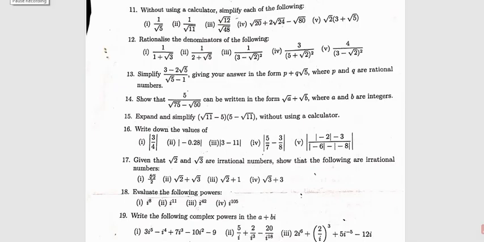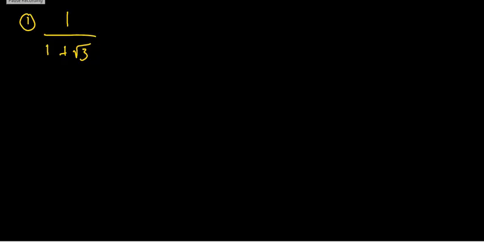So we can now proceed to question 12. Rationalize the denominator of the following. So let's see how we can rationalize this expression that we have been given. From here now, how do you rationalize the denominator?